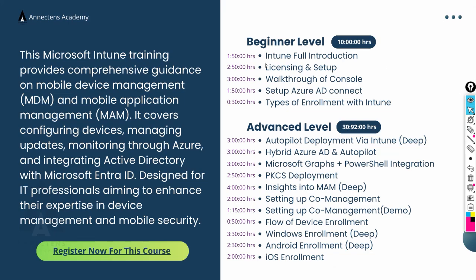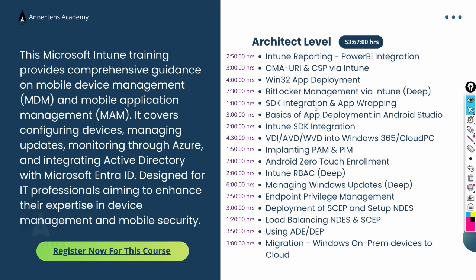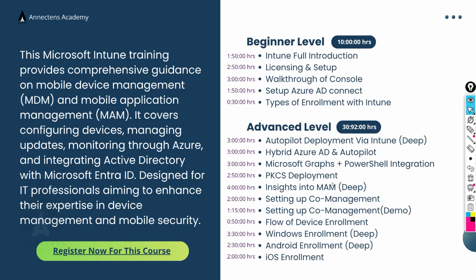And okay, so this course, I have curated it, it's 100 hours. So 10 hours we'll be talking about the beginner level, and then 30 hours is more of an advanced level. Then we have the architect level, which is 53 to 55 hours, covering everything about Intune. Okay, so I'll touch upon beginner and advanced. Of course, I have only 2 weeks, so whatever I can teach and cover in 2 weeks, I'll certainly do that.